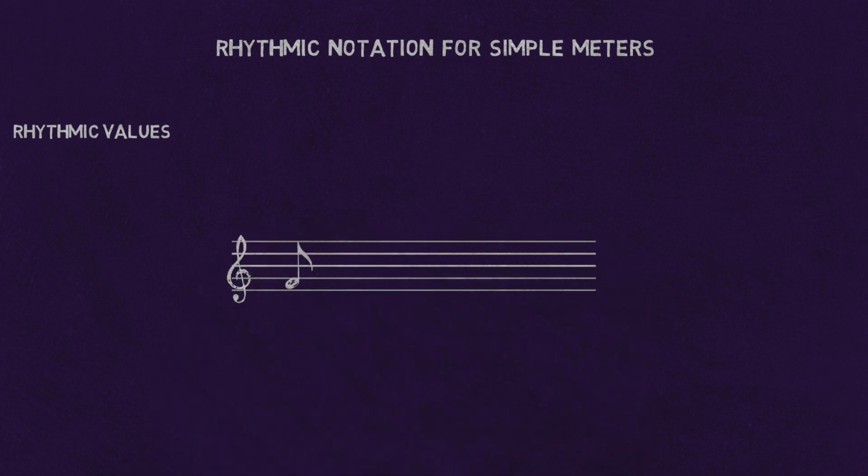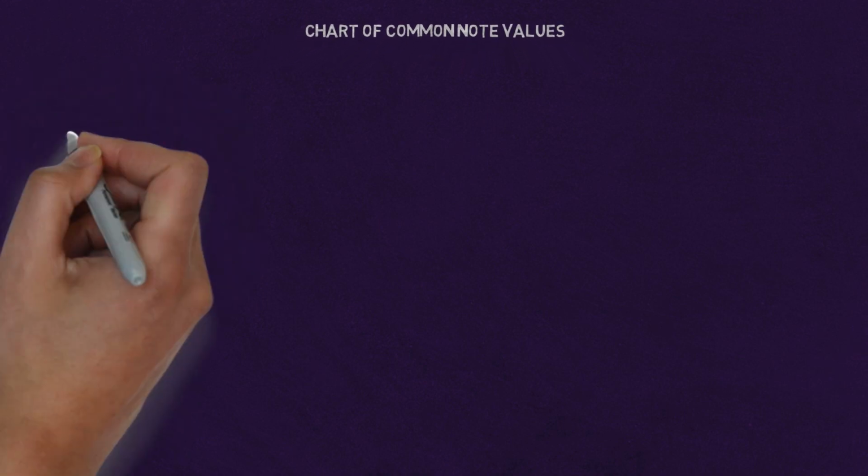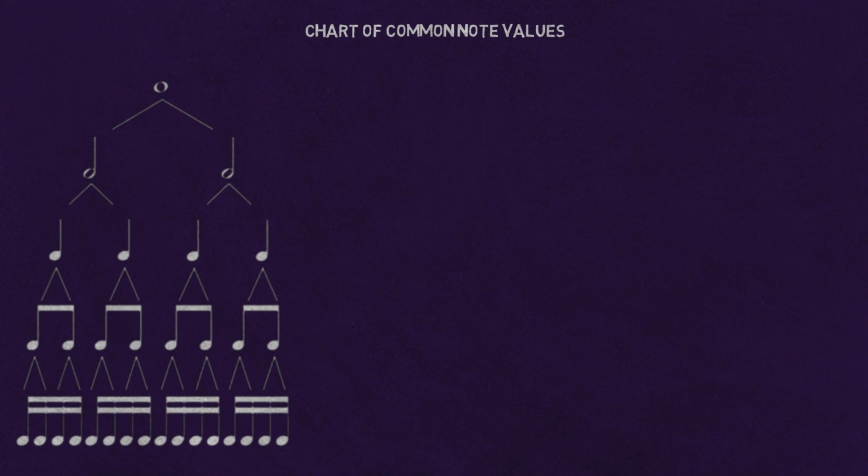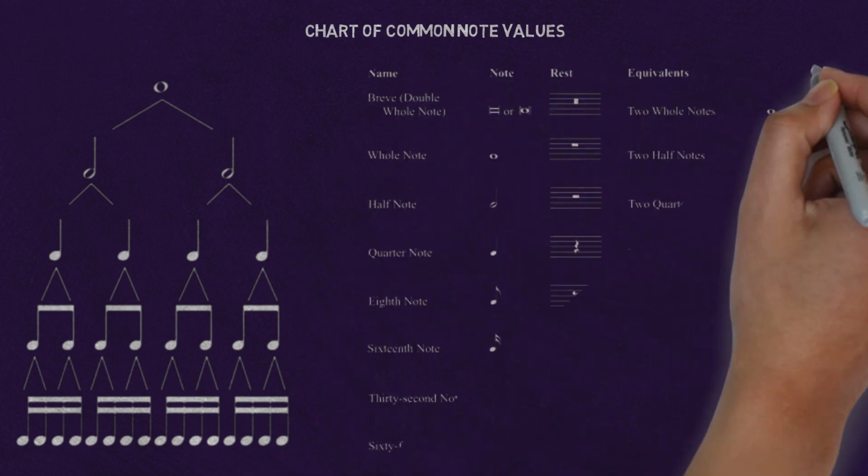The wavy line attached to the stem of a single note is a flag, and the horizontal line connecting 2 or more notes is a beam. A chart of common note values and their equivalent rests, durations of silence, in simple meters is given in the figure. A whole note divides into 2 half notes, a half note divides into 2 quarter notes, and so on.